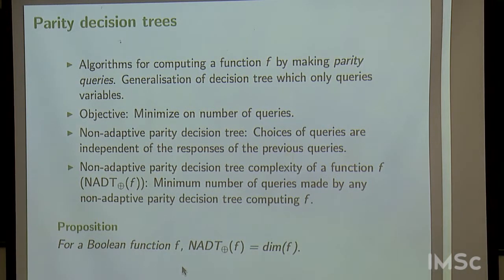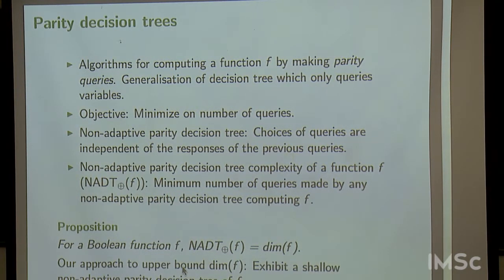And under affine transformation, all these measures are preserved: sparsity, dimension, etc. So this offers a possible approach to upper bound dimension F: exhibit a shallow decision tree, not a parity decision tree, for F.